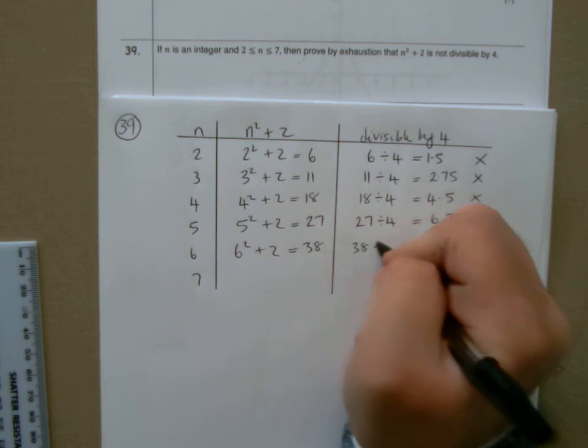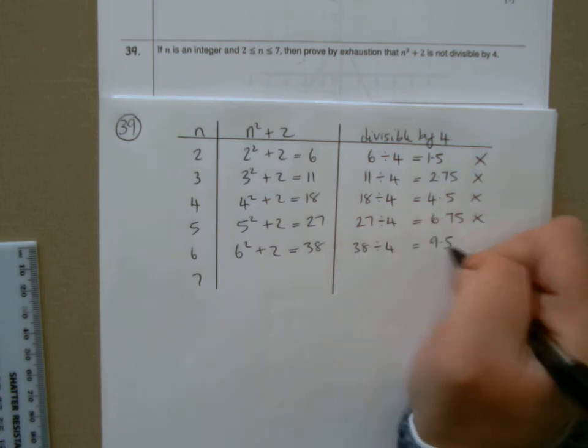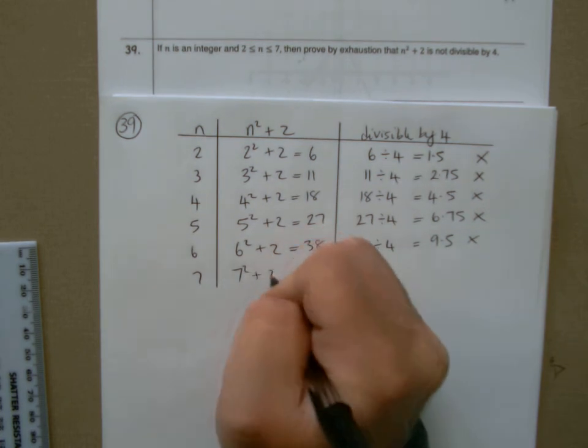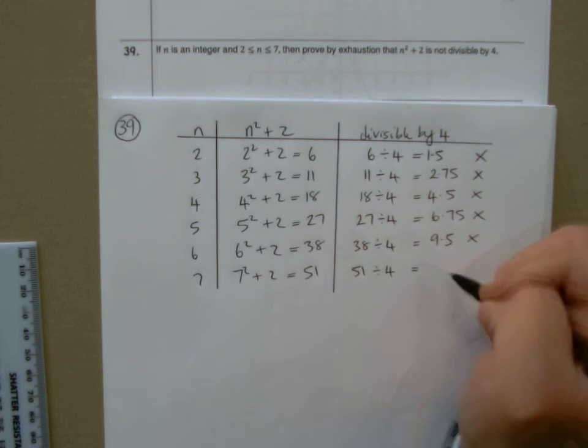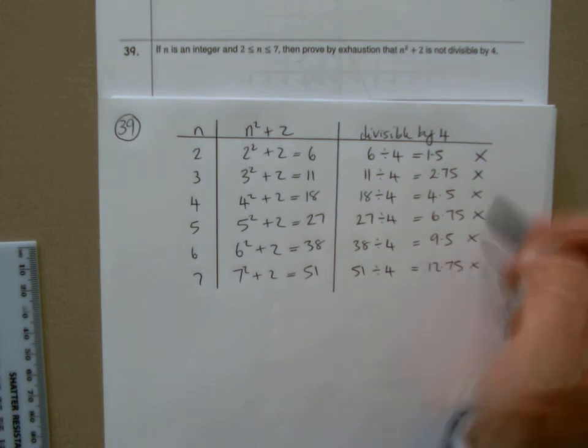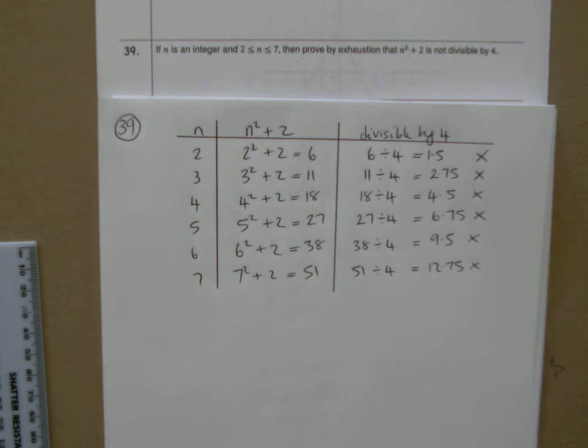6 squared plus 2 is 38, and 38 divided by 4 is 9.5, so that's no good. Finally, 7 gives 51, and 51 divided by 4 is 12.75. So again, we've shown that none of them are divisible by 4. If we tried 8, it probably would be divisible by 4. 8 squared is 64, plus 2 is 66. Is 66 divisible by 4? Actually, it isn't. 66 divided by 4 is not a whole number.